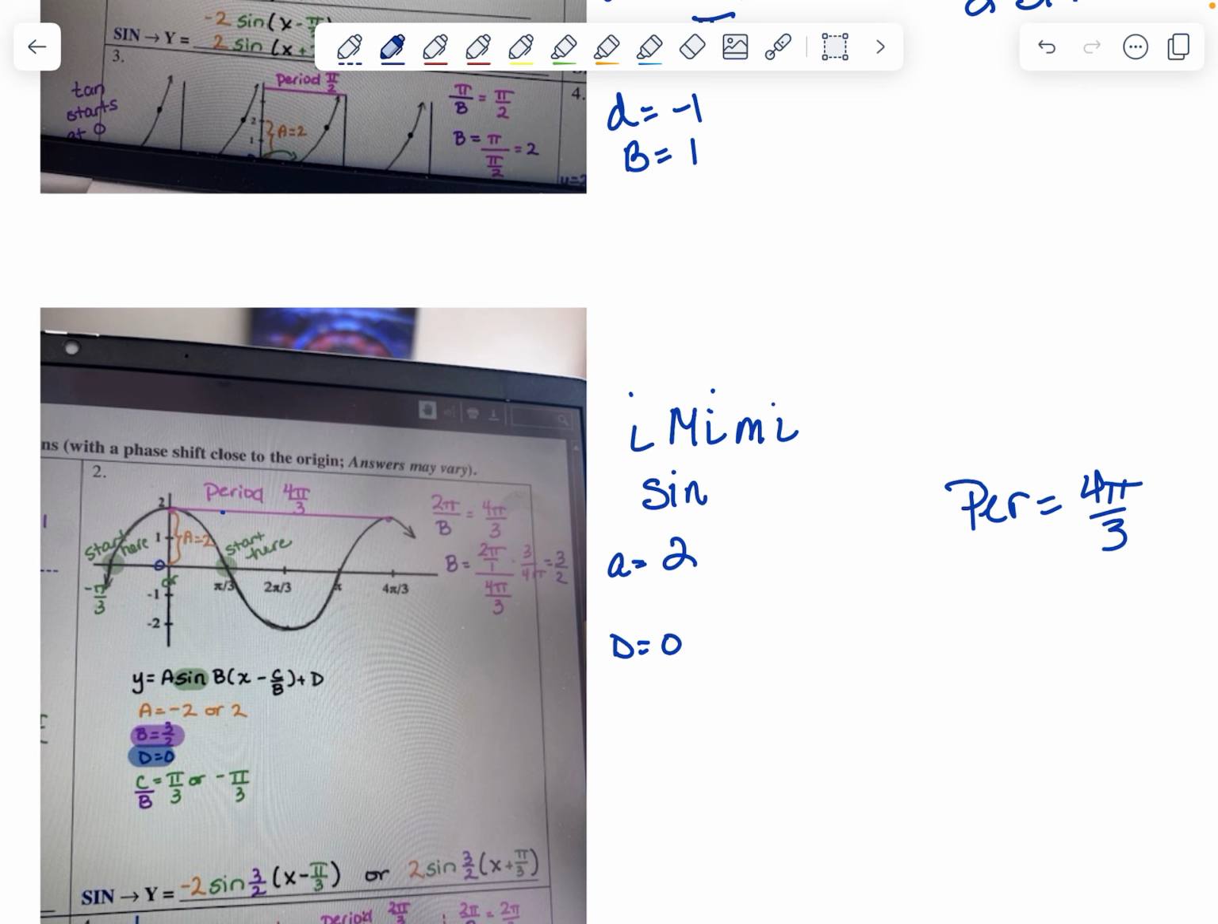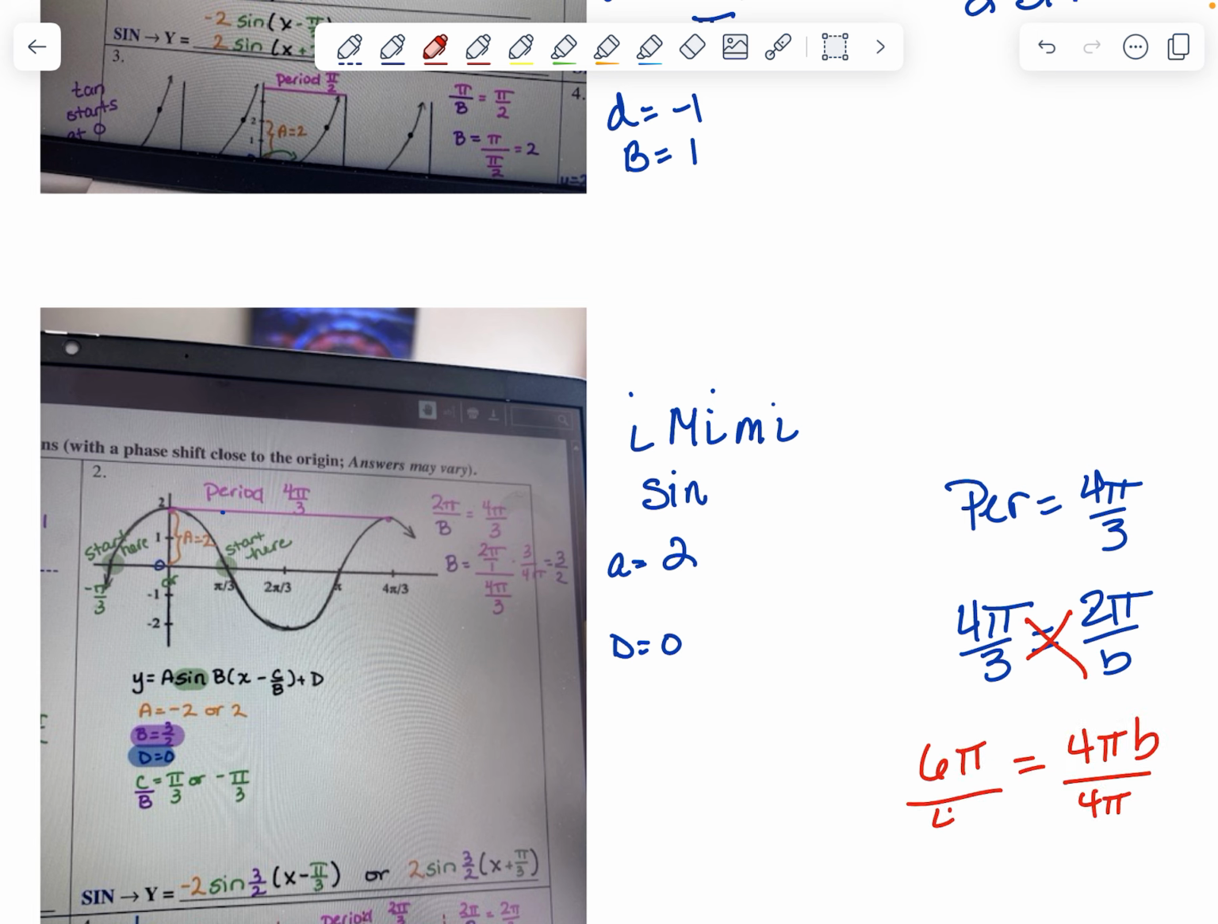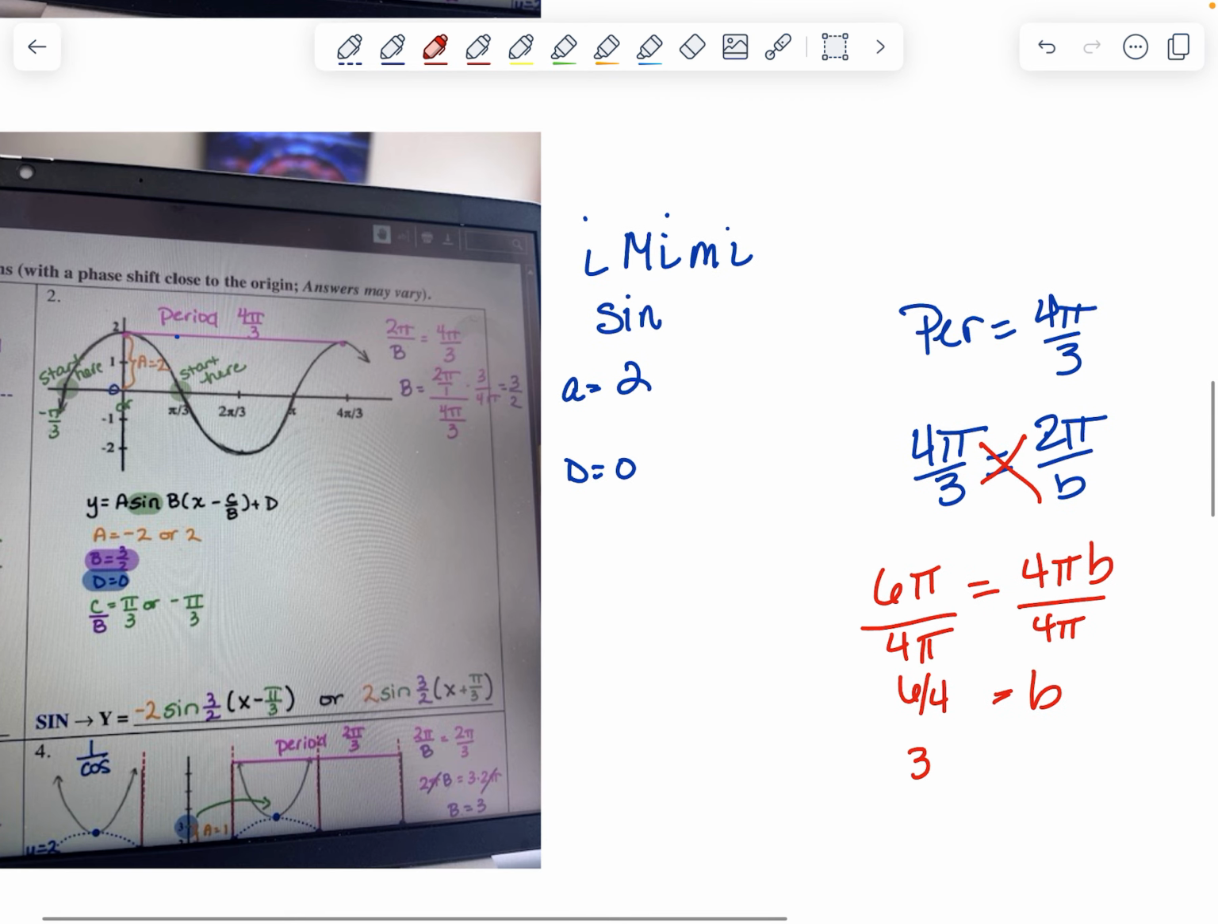And remember that 4 pi over 3 equals the period, I'm sorry. 4 pi over 3 equals 2 pi over B, right? Because 2 pi over B is how we always find the period. So now we're going to cross multiply. 6 pi equals 4 pi B, divided by 4 pi. And B is 6/4, which is really 3/2. Okay, so B is 3/2.